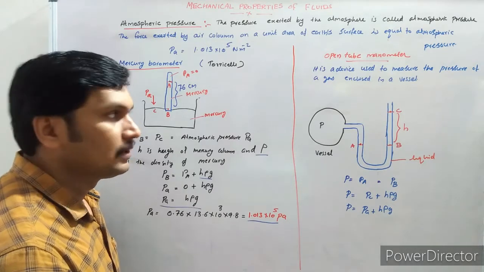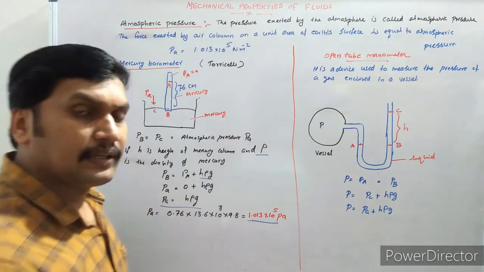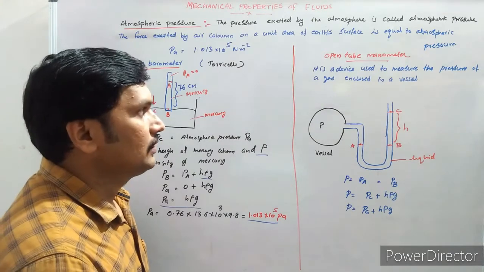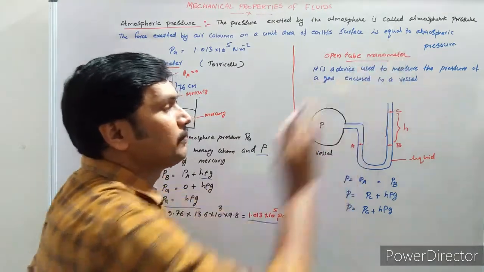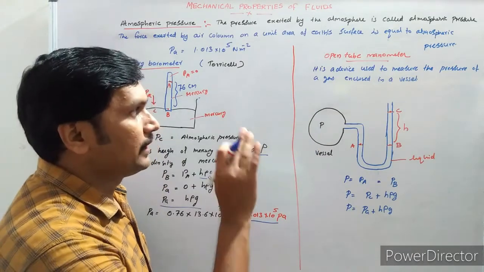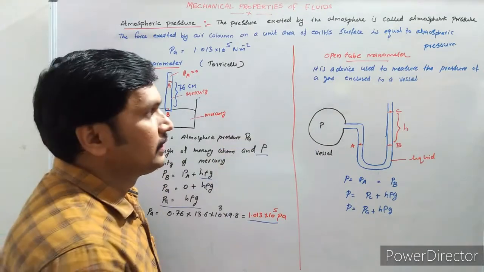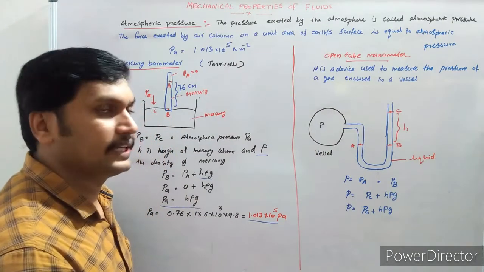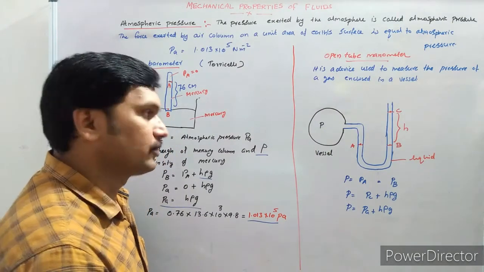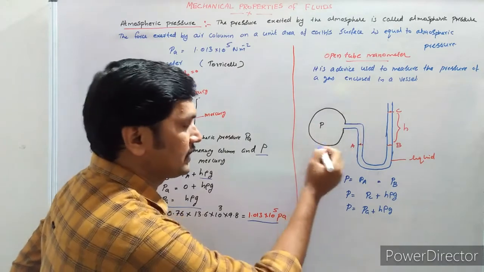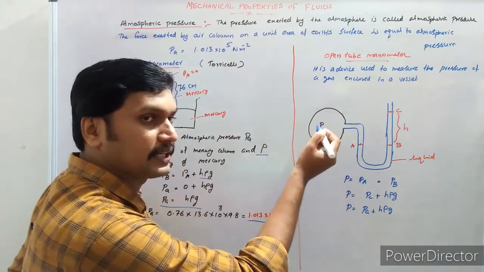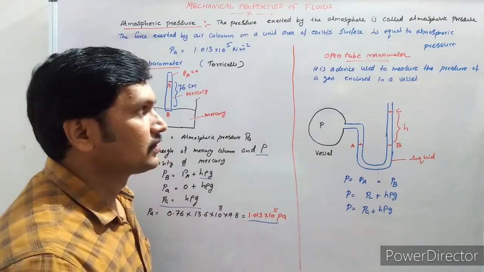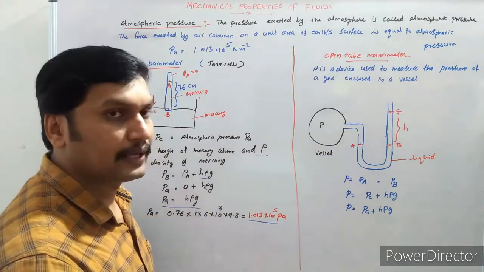Now let us see another device for the measurement of pressure: the open tube manometer. An open tube manometer is a device used to measure the pressure of a gas enclosed in a vessel. Suppose here we have a vessel, and we want to measure the pressure inside this vessel. So we can use an open tube manometer.